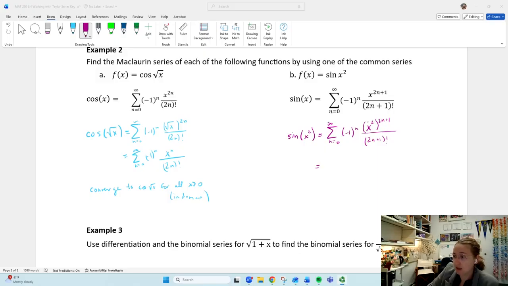And so since all of these things are in my exponent, I can actually multiply them. I should get a 4n plus 2 in my exponent. Here is my Maclaurin series for sine of x squared.